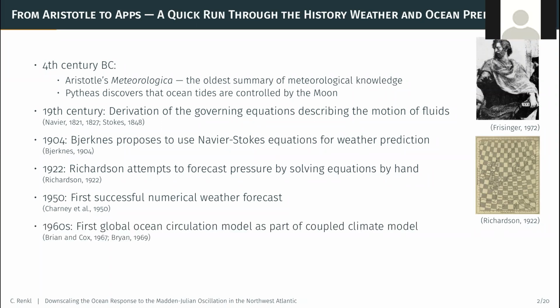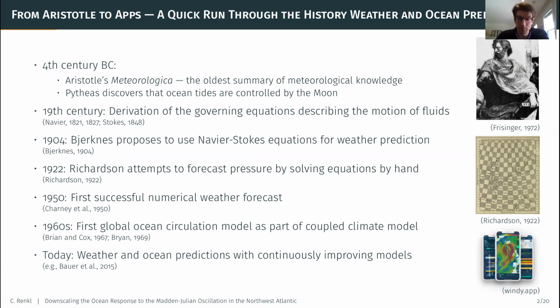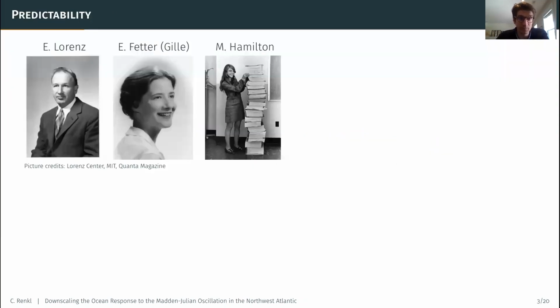In the 1960s, then the same set of equations was used to develop the first global ocean circulation model, which was part of a global coupled climate model. And nowadays, we have weather and ocean predictions at our fingertips with continuously improving models.